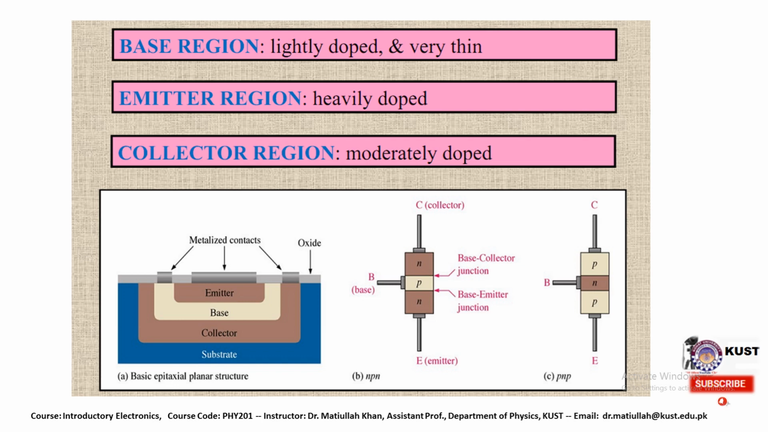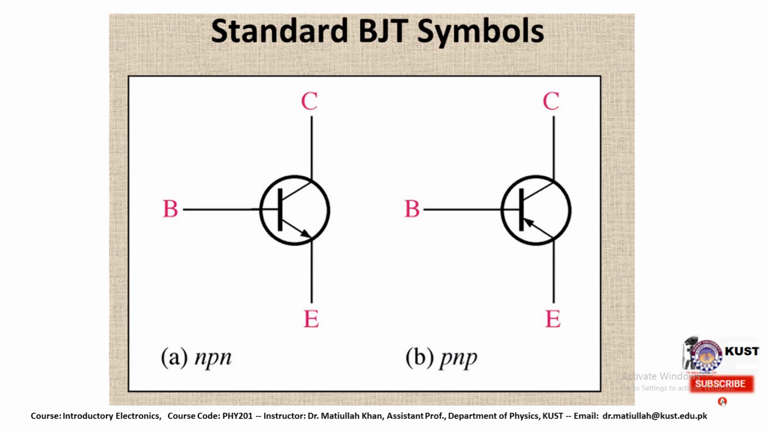Looking at the doping concentration of the emitter region, it is heavily doped, and in size it is a bit smaller than the collector. The collector region is moderately doped, and its size is bigger than the emitter. So this is the normal configuration of the different regions of the transistor, the base, emitter and collector regions. So this is the simple symbolic representation of the BJT.